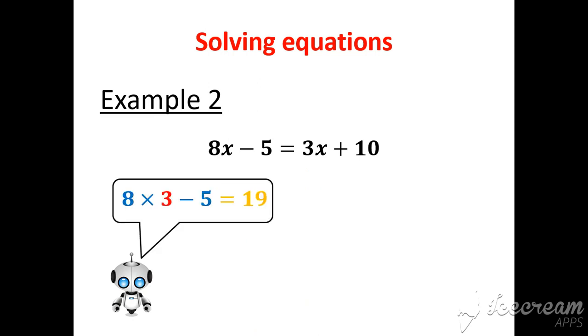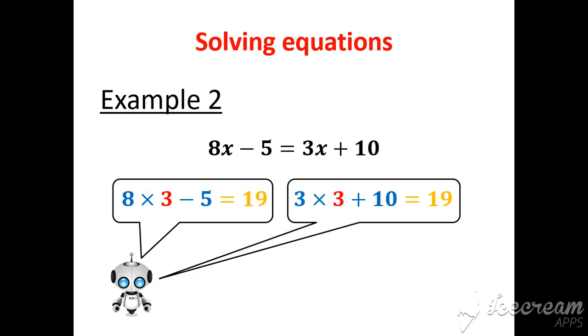We can once again take 3 and check. 8 times 3 minus 5 is 19. And on the right hand side, 3 times 3 plus 10 also makes 19. That proves that x must be equal to 3.